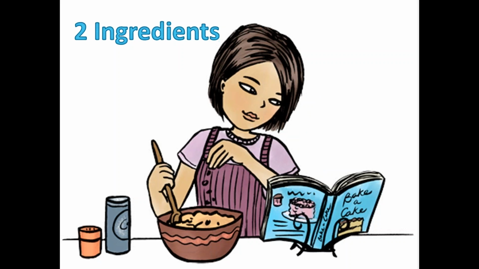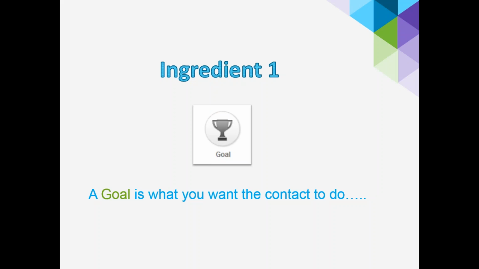So with our campaign builder, believe it or not, there's just 2 major ingredients. And if you can remember these 2 major ingredients, you can build a campaign. Any simple campaign can turn into a complex campaign just by using these 2 ingredients. The first ingredient is a goal. And a goal is what you want your contact to do. It's represented in Infusionsoft with a circle. So a goal is what you want the contact to do.